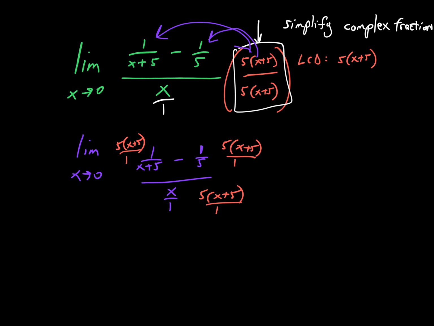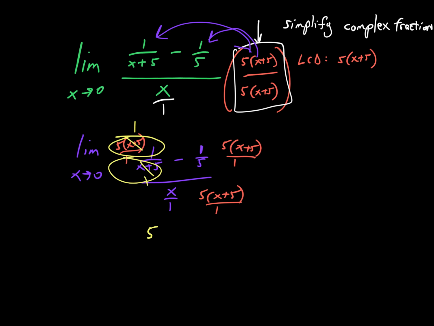Over here, I have an x plus 5 in the numerator and an x plus 5 in the denominator, and those two cancel. But when you do that, you're left with a 5 times 1 in the numerator and a 1 times 1 in the denominator. Well, 5 over 1 is just 5.